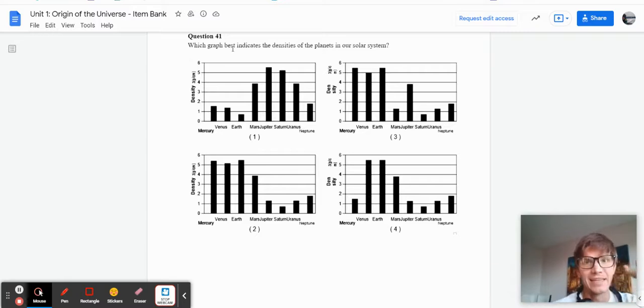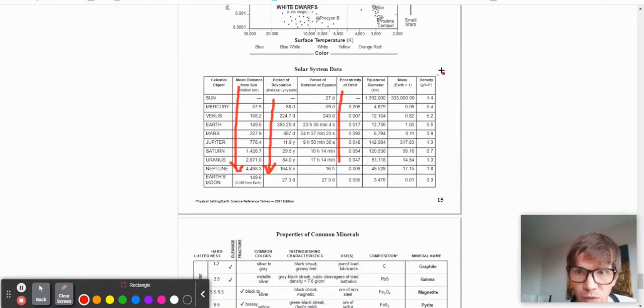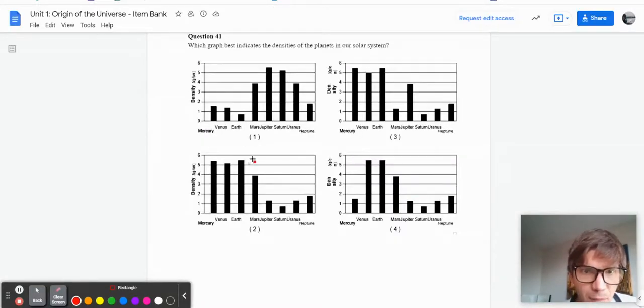And which graph best indicates the densities of the planets in our solar system? Well, we know that the terrestrial planets are going to be more dense than the Jovian planets. So just looking at this, I would imagine that it would be choice 2. But we can take a look just in case. So we have Earth at about, we're looking at densities here. So Earth about 5.5, Venus about 5.2.